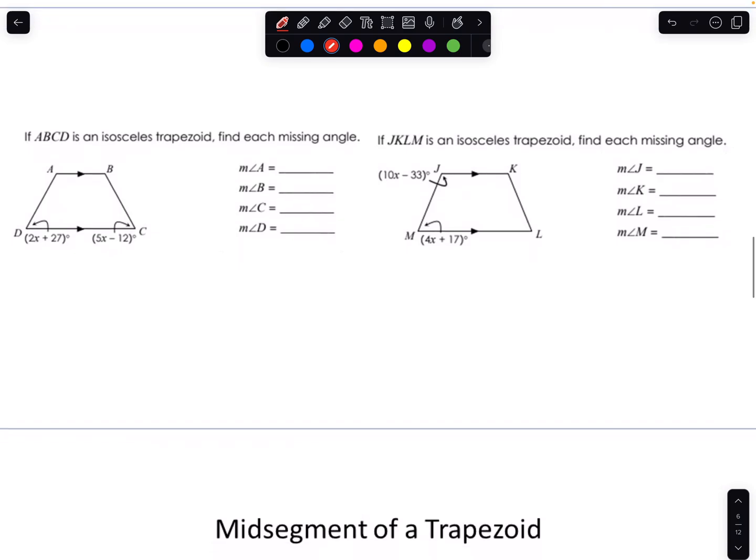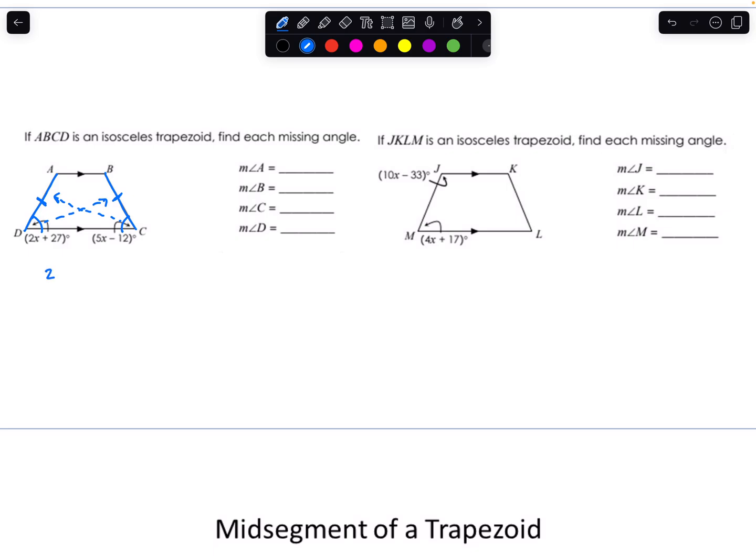Here I have a few more properties of an isosceles trapezoid for two different scenarios. I want to find missing angles. Now, the thing that you want to identify is how the angles are related to each other. In this first scenario, notice how these two sides are the non-parallel, so these are congruent, which then implies the angle opposite to that side and the angle opposite to the other side will be congruent. Those are called the base angles.